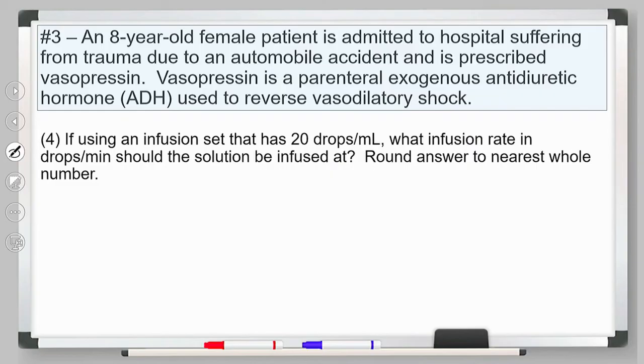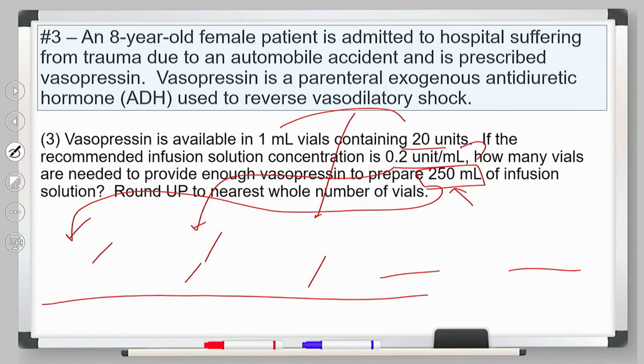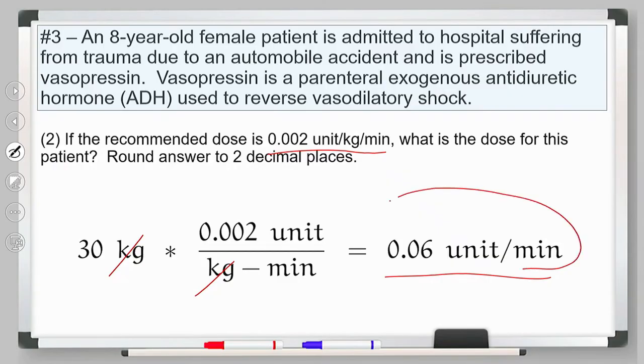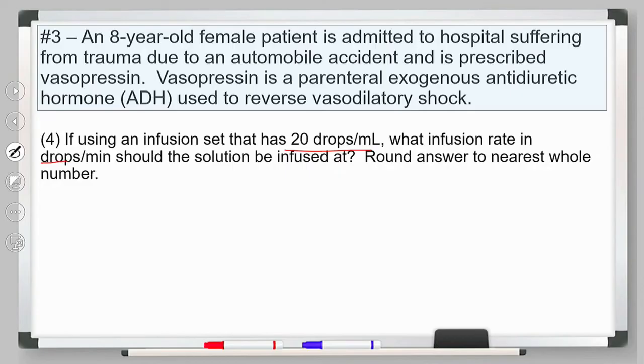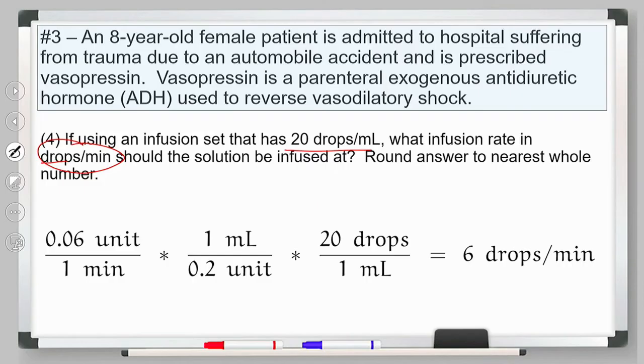Okay? So now we get to the infusion rate. If the infusion set is calibrated at 20 drops per milliliter, that's a calibration, what infusion rate in drops per minute? I want drops per minute. Didn't we already calculate a rate? I know that I want 0.06 units per minute, but I need to convert that number into, what do I want here? I want it in drops per minute. So let's start with that, 0.06 units per minute. That we solved there in part 2.